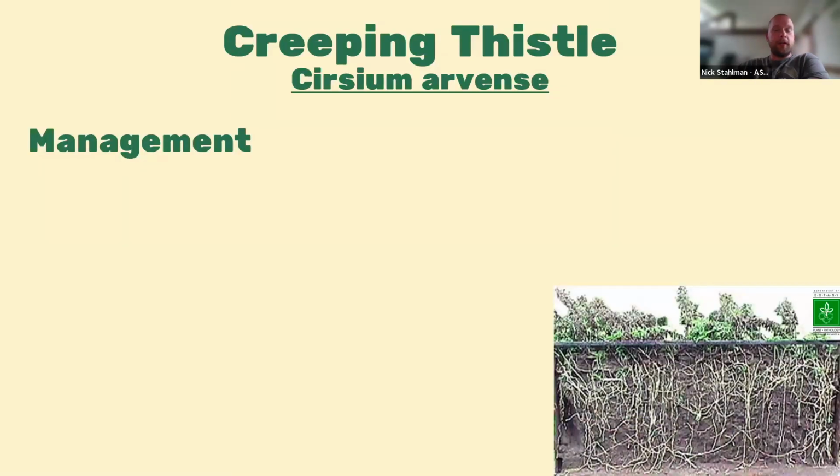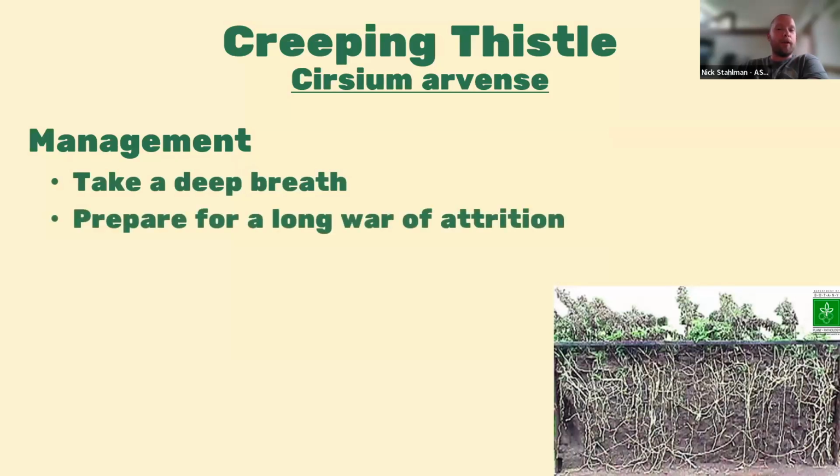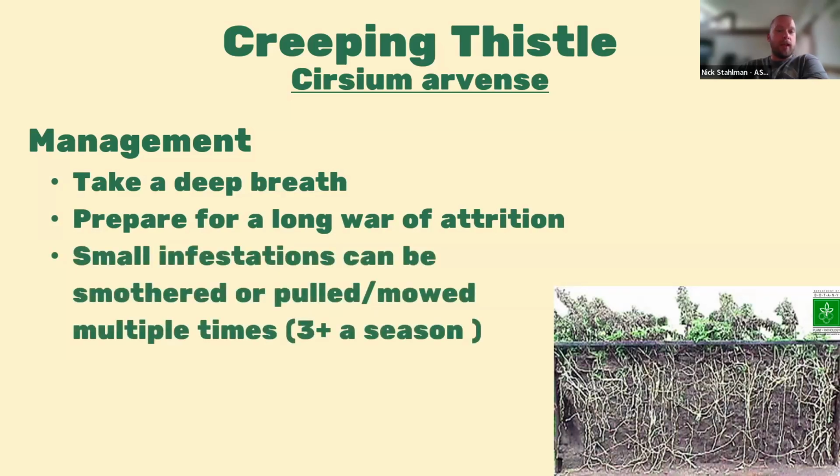For management, all right, if you got Canada thistle, you got this creeping thistle, take a deep breath and just prepare. Prepare for a very long war against this. A small infestation can be smothered or pulled and mowed, but you need to do it multiple times. You have to keep up on this, like 3 times a growing season, bare minimum. This is something that you just have to be relentless about. Use it as an excuse to get outside. If you really want to get rid of it, just keep trying. And then also look around the surrounding area to see if there's Canada thistle nearby that's blowing seeds in.